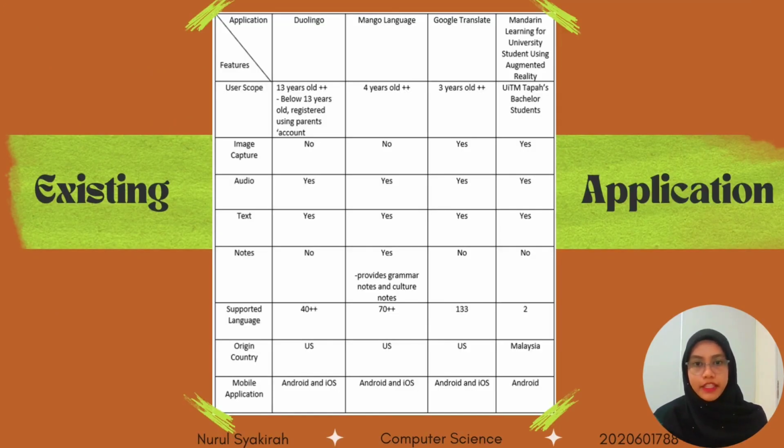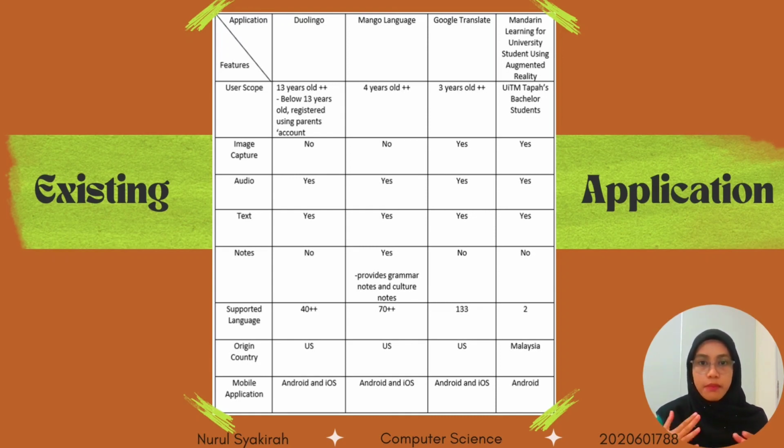For the existing applications, there are three applications that are similar to the application that will be developed. They are Duolingo, Mango Language, and Google Translate. For the user scope, the three applications are for 3 years old and above. But for the Mandarin learning for university students using augmented reality, it is only for UiTM TAPA bachelor students.